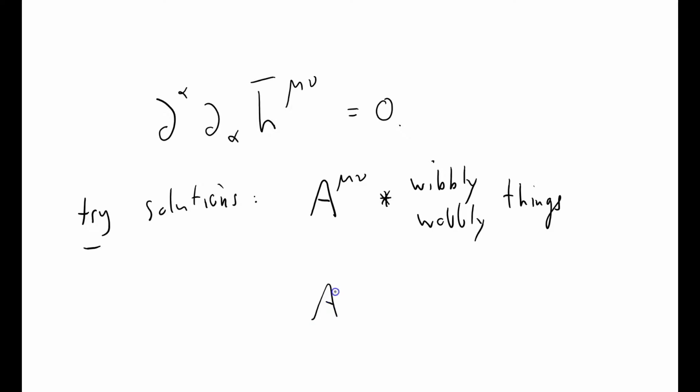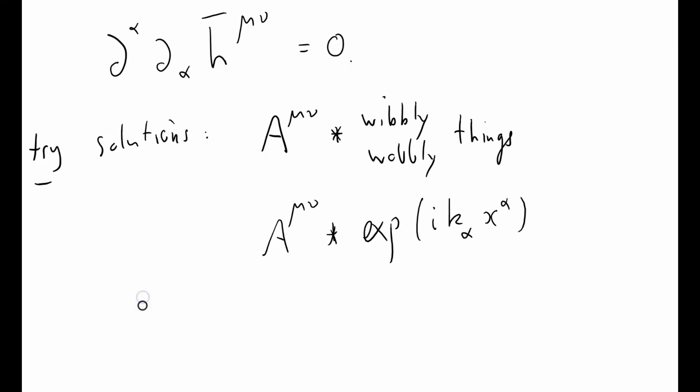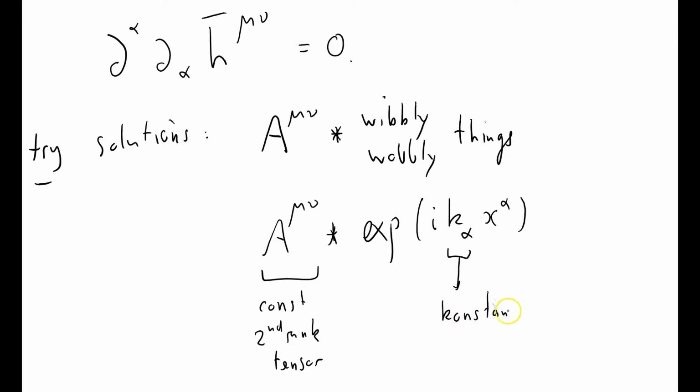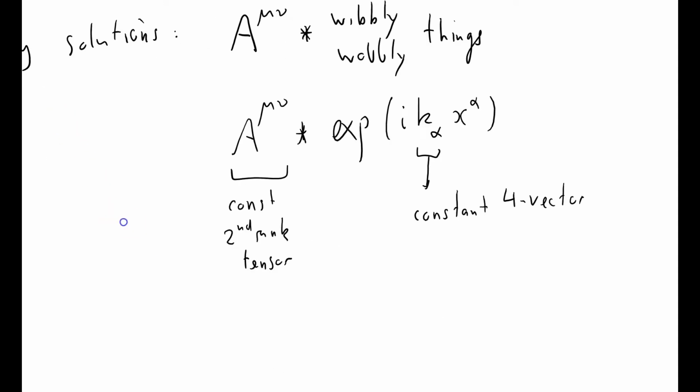So what I'm going to do is consider a^μν times exp of i k_α x^α. I'll just spend a little bit of time. That's constant. This thing here is a constant second rank tensor with two upstairs indices, and k_α is a constant 4-vector. Constant 4-vector. I guess that should be a C. Constant.